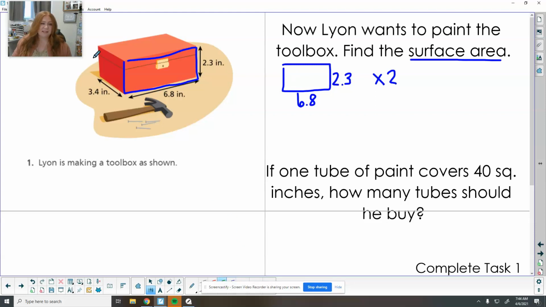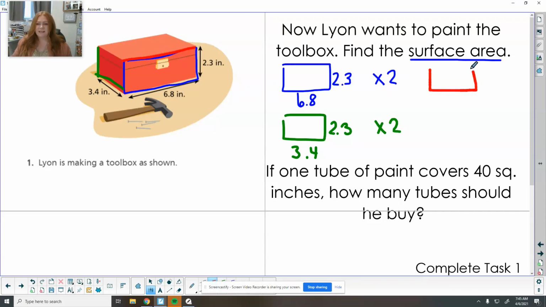Now let's look at our sides here. So the height is still 2.3, and our width is 3.4, and we have 2 of those. And now we need to find the top piece here. So its length is 6.8, and then it goes back 3.4. And we have 2 of those.